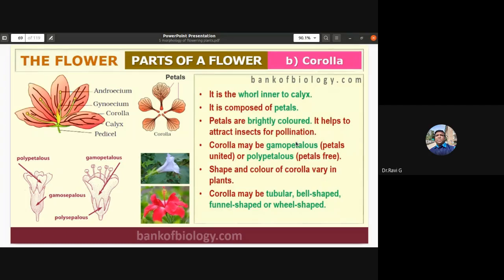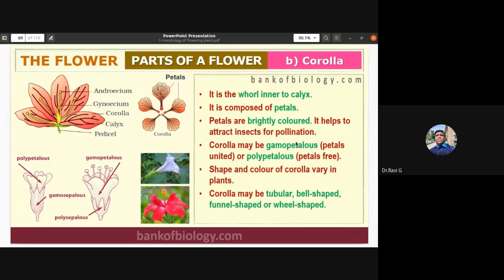So the corolla is the collection of petals. Petal is an individual unit of corolla. Remember that. It is the innermost whorl after calyx. Petals are brightly colored, which helps to attract insects for pollination. If the petals are free, we call it polypetalous, as in the case of Daswala.